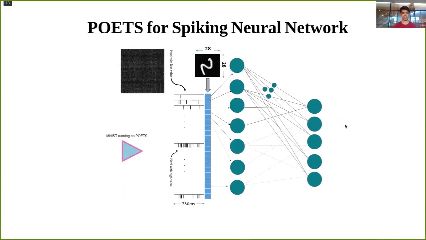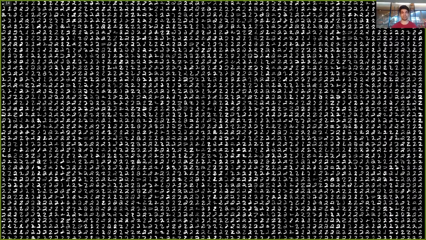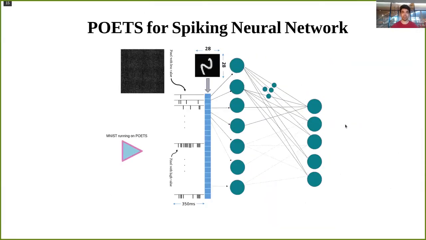So the first example for training on POETS is what we have done with the MNIST data set. MNIST is a set of 60,000 images, for example a bunch of 2s here. We apply them to the neural network, and we expect that the neural network can recognize the number properly. Each MNIST number has 28 by 28 pixels. Each pixel has its own intensity. For a spiking neural network, we have to transform those intensities into spikes. For example, if it's completely black, it would be 0 intensity, and if it's completely white, it would be 255, and we transform those intensities into spikes.